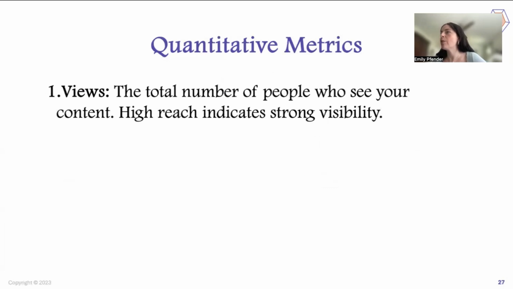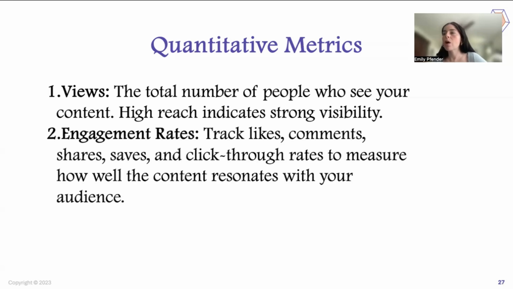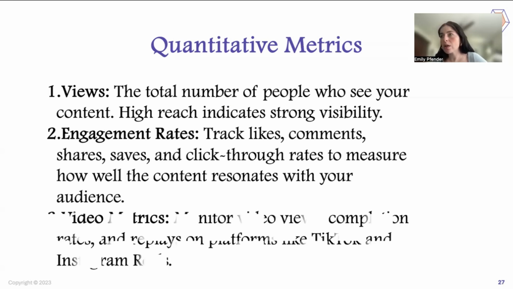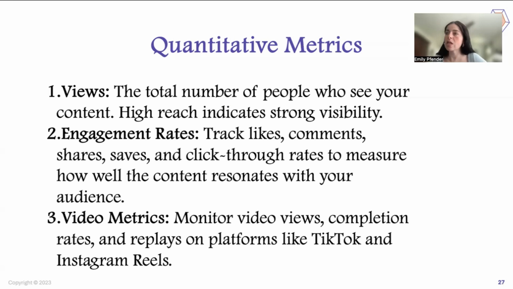So we have quantitative metrics. Views are the total number of people who actually see your content. High reach indicates strong visibility. We're reaching a lot of people if we have high views. We also have engagement rates. We can track likes, comments, share saves, and click-through rates to measure how well the content is resonating with our audience, not just how many people are seeing it.